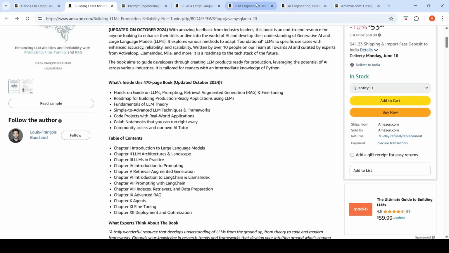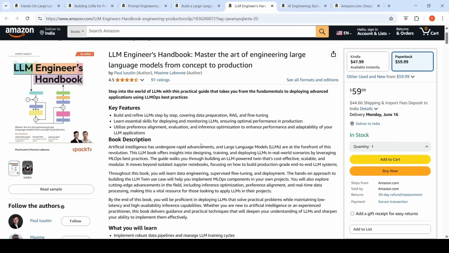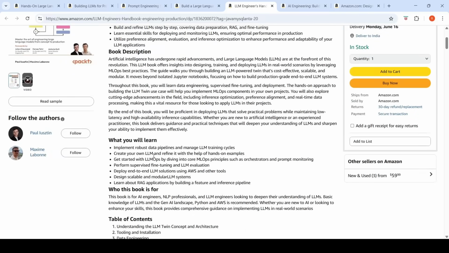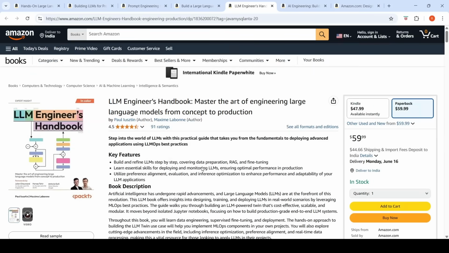There is also this LLM Engineer's Handbook. Okay, so this is from Paul and Maxime. Even this is a great book for you to build and refine LLMs, understand RAG, fine tuning. Okay. In this book, you will learn how you can implement robust data pipelines and manage LLM training cycles, creating your own LLM, refining it with the help of hands-on examples. They talk about LLM ops over here. How can you perform supervised fine-tuning using LLMs and LLM evaluations? Deploying end-to-end LLM solutions using AWS and other tools. So this is also a great book.